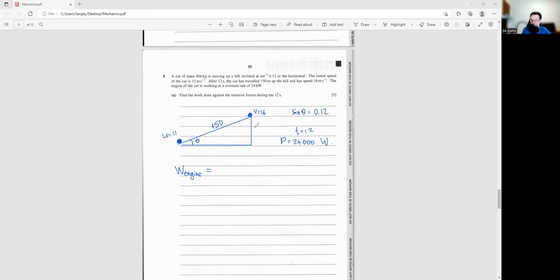Okay, so what happens is that the kinetic energy and the potential energy of the car both are increasing. So the work of the engine is going to be equal to the increase of the energy, and it also goes to do some work against the resistance. So work against resistance.